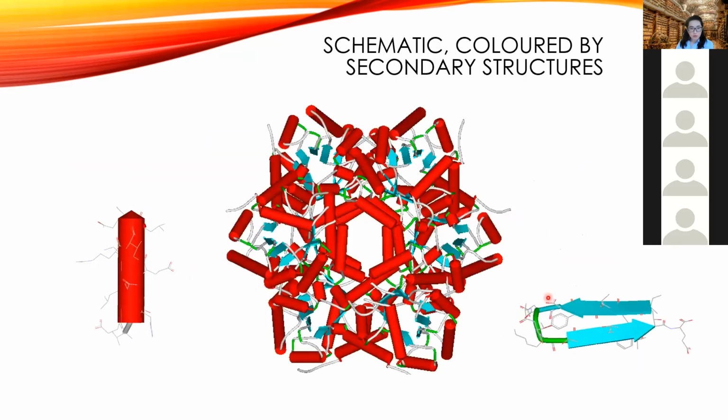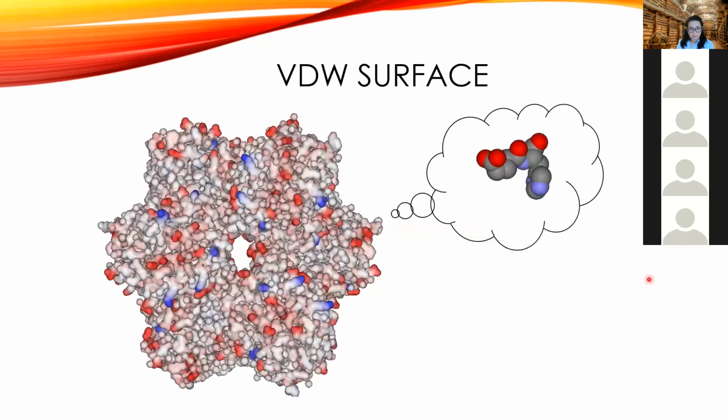sheet. For the schematic, it links all the alpha helices into the rockets, has direction from N terminus to C terminus, and in arrows as in beta pleated sheet from N terminus to C terminus.